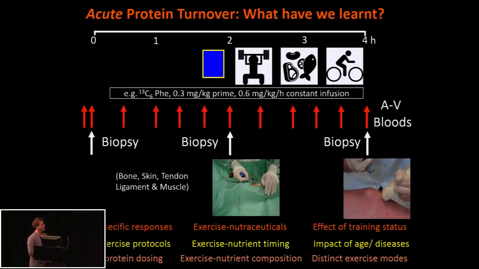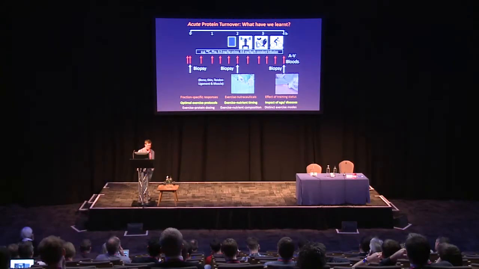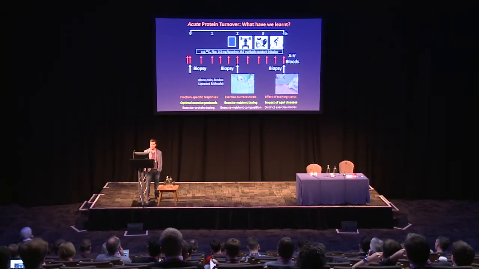So how does actually being trained impact your ability to respond? And of course, beyond the exercise per se, what is the impact of age and diseases on these anabolic and catabolic processes? And also, of course, how different modes of exercise actually modulate protein turnover. So these methods have provided a lot of information around exercise physiology.